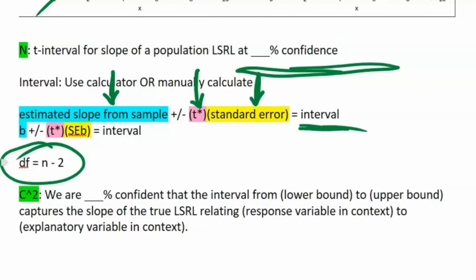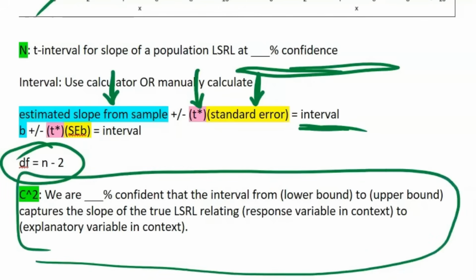Then finally your conclusion, same thing as before: we are blank % confident that the interval from blah blah blah captures the true slope, captures the slope of the true least squares regression line relating your two variables in context. So always remember to do it in context, because AP graders love to see that.